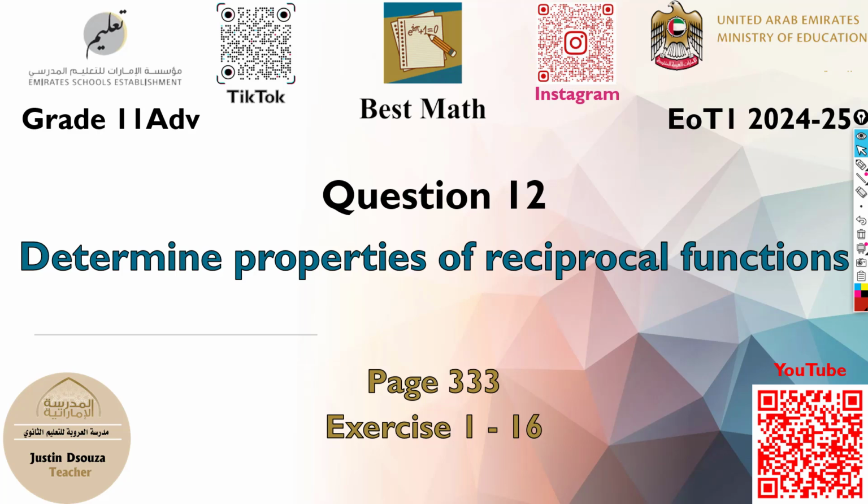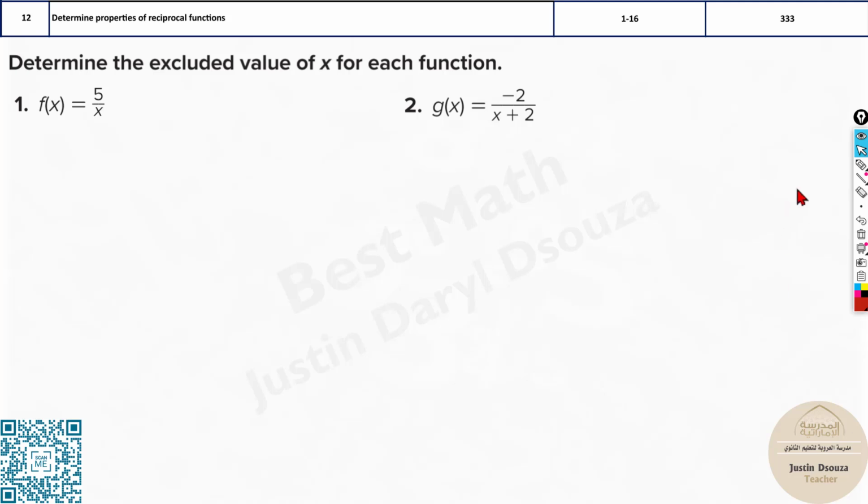Question 12 is graphing reciprocal functions. Here they have asked us to find the excluded values. The excluded values are the values which make the denominator 0. That's it. So what you need to do is see when is x equal to 0.